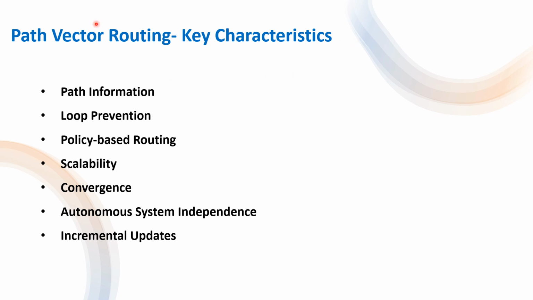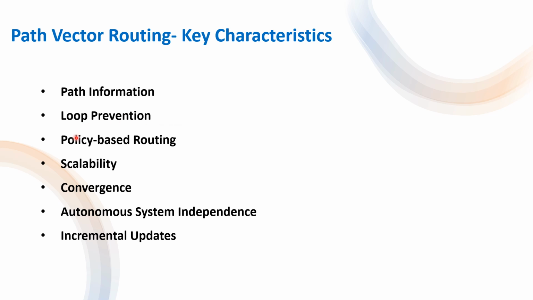Here are the key characteristics of path vector routing. Each route carries the full path of autonomous systems that the data must traverse to reach the destination. This helps in preventing routing loops, a major issue in larger networks. By including the autonomous system path information in the routing updates, it avoids routing loops by allowing routers to detect if their autonomous system is already in the path.